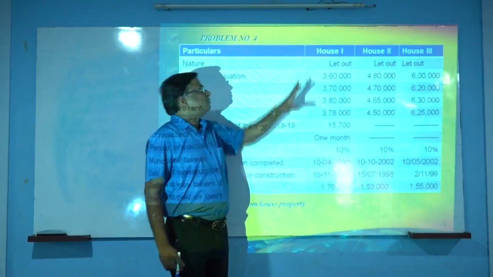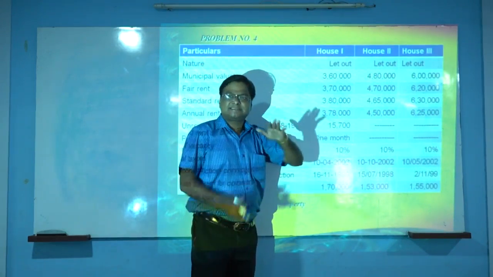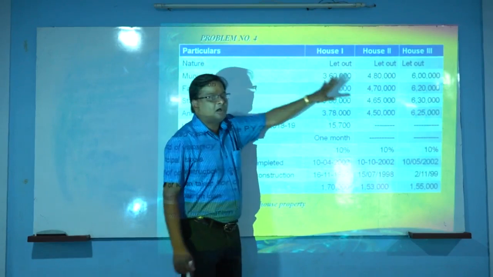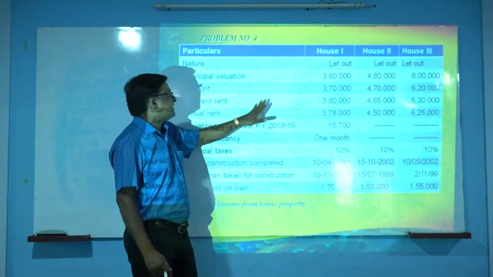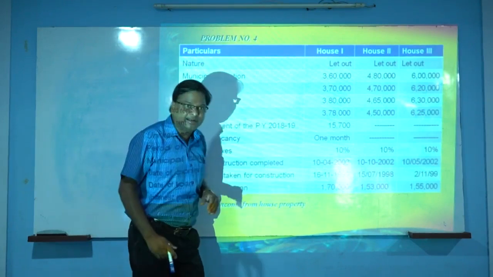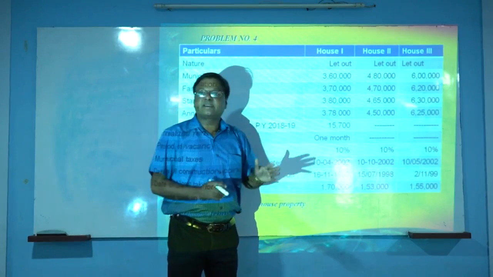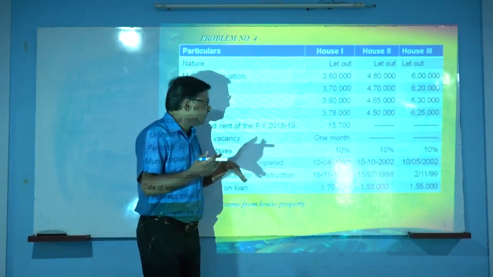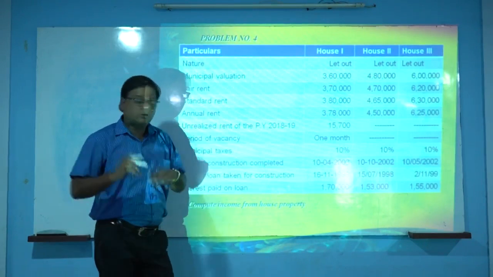Firstly, we have to calculate the income from house property of house 1. The same steps we have to apply here. All points are given. Municipal valuation is there, fair rent is there, standard rent is given, and actual annual rent is there. Then unrealized rent is given. We will see what the effect of that unrealized rent will be. Then this first house remained vacant for 1 month.